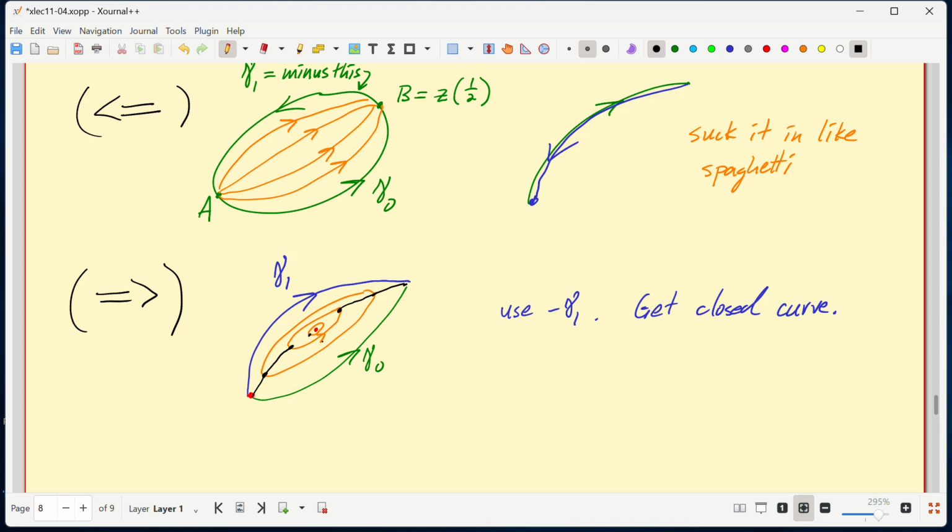It's kind of fun to read Ahlfors because he doesn't like to work hard. He thinks hard, but he doesn't work hard.